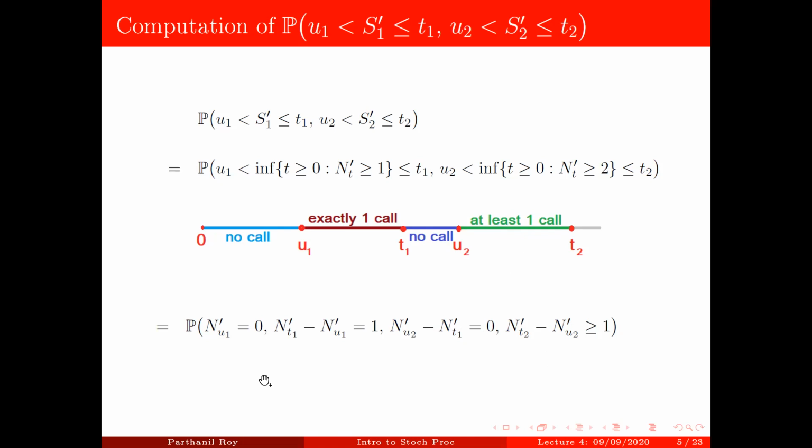Now let's use the fact that the N' process has independent increments. So the number of phone calls here, here, here, and here are all independent. If we do that, then we are going to get that this is going to be the product of these marginal probabilities. Okay, this is where we are using the assumption 1'.